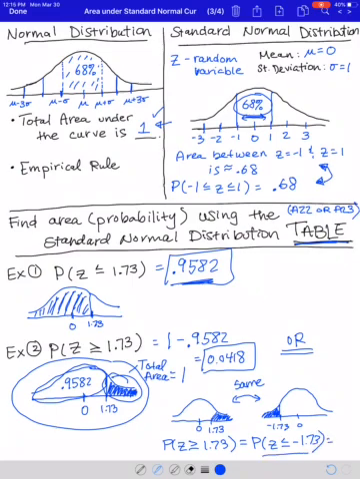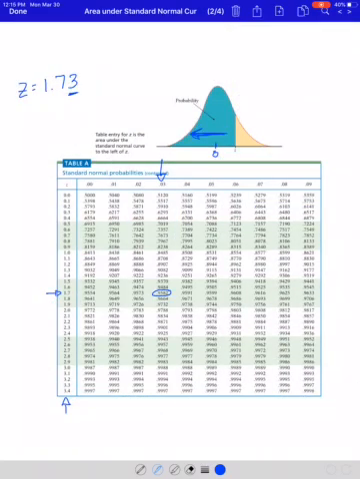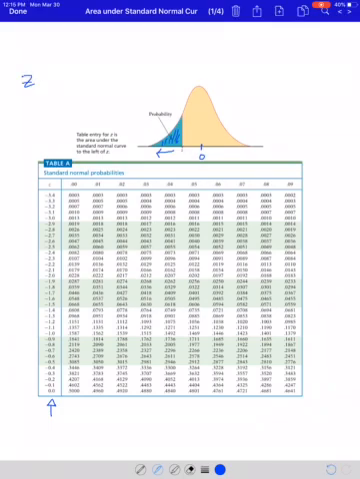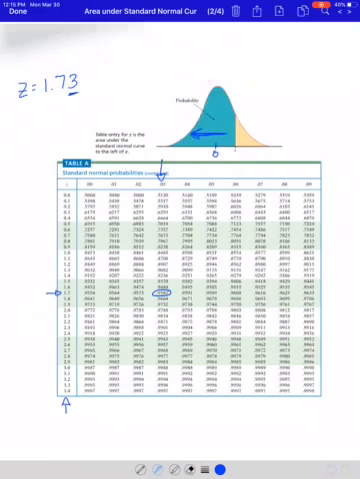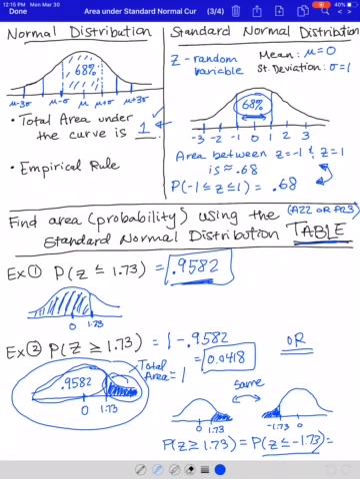And now we can look this up in our table. Notice we don't want the positive z values. This time we want the negative z values. So we're looking at z equals negative 1.73. We use the table the same way. So here's negative 0.17, and in our hundredths place we have 0.03. Where do this row and column meet? There it is, 0.0418. So that would be my answer, 0.0418. Oh, and notice that's the same thing that we got over here as well, as they should be. So either one of these methods would be fine.